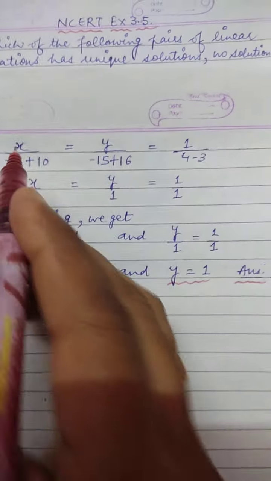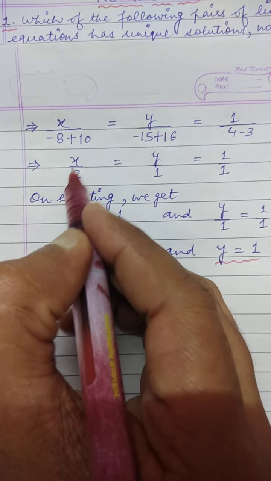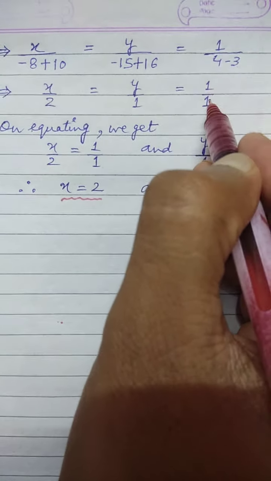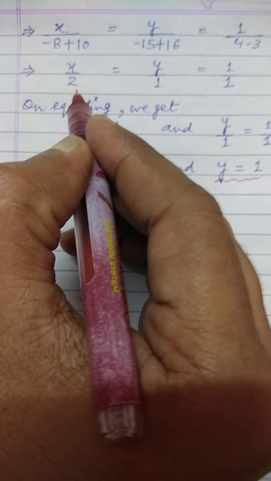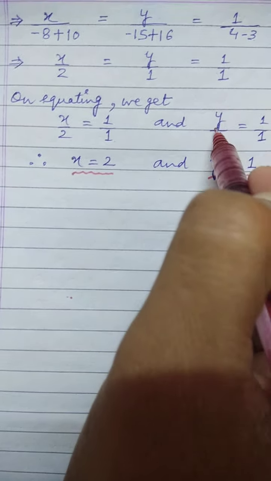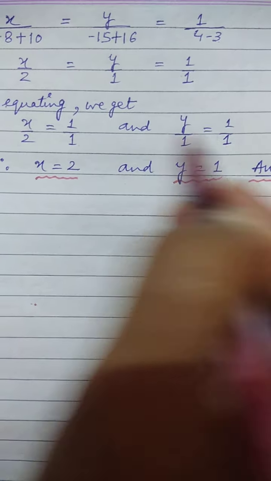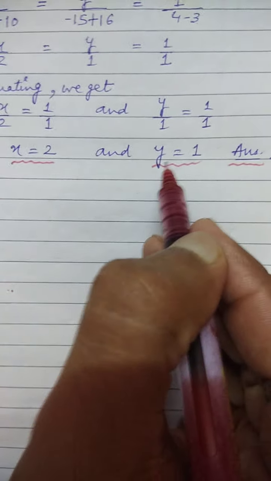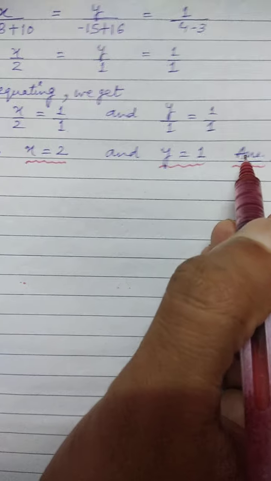So now we solve this and we get x upon 2, because 10 minus 8 is 2. Here y upon 16 minus 15 is 1, and lastly we have 4 minus 3 as 1, so 1 upon 1. On equating x upon 2 with the constant, that is 1 upon 1, and y upon 1 with the constant 1 upon 1. So on solving we get x equal to 2 and y is equal to 1. So this will be the solution for the given equations.